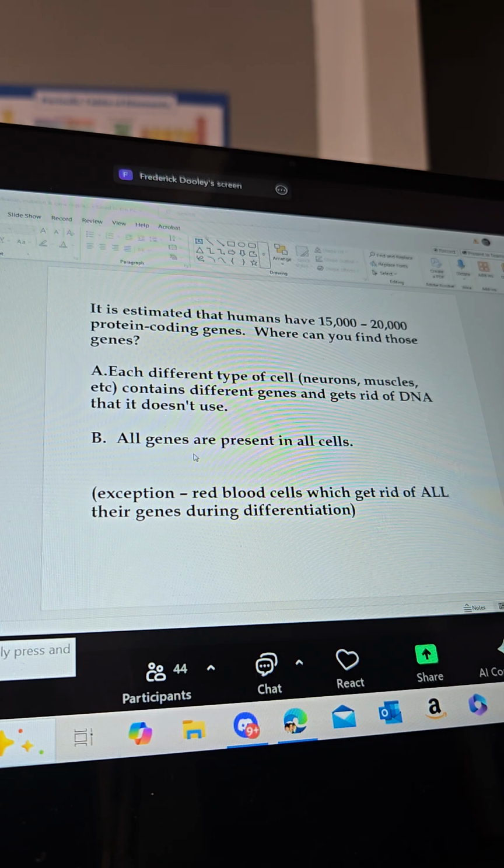Okay? So all genes are present in all cells, except there are exclusions. Red blood cells are an example where they get rid of everything. Red blood cells do not have any genes. They don't need it. They just get rid of stuff.